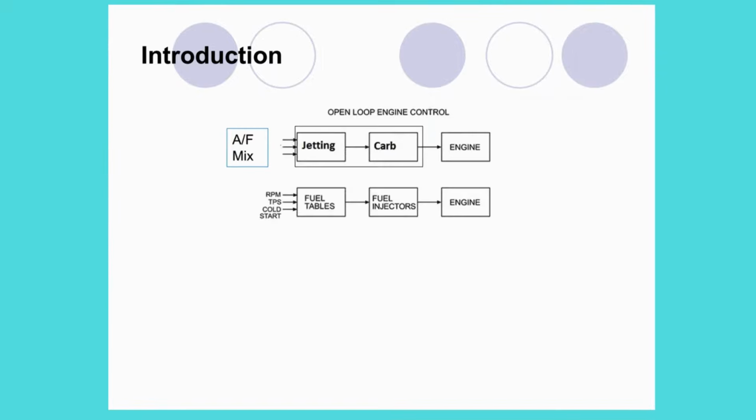With a carburetor, the air-fuel ratio is set by the jets. These add a given amount of fuel for a given airflow. This is the same for first-generation fuel injection. This is called open-loop control because the system has no feedback of the actual final air-fuel ratio.